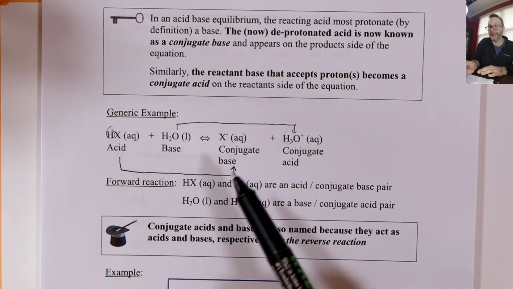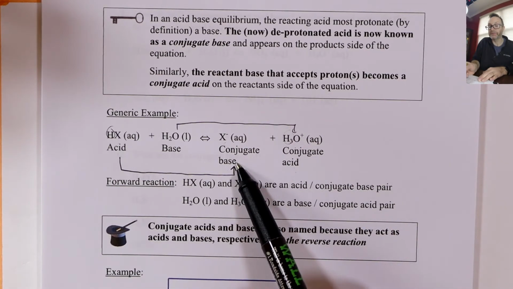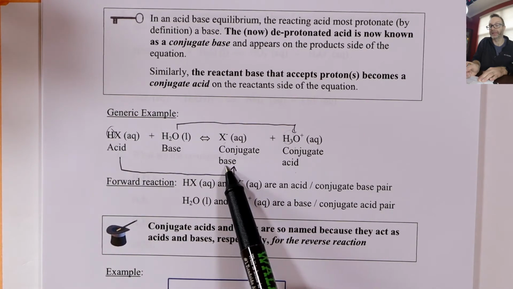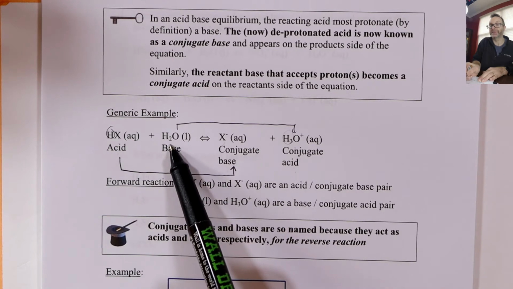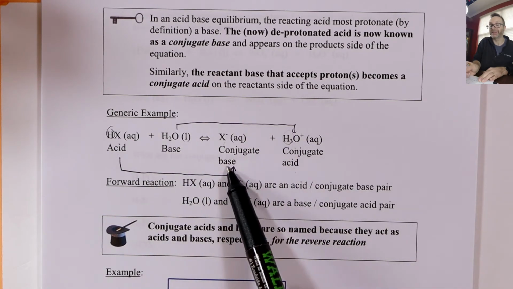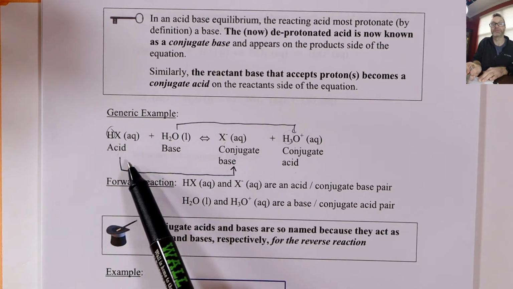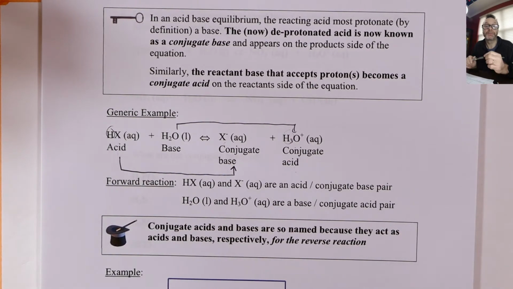If I went the other way, the base would pick up a proton to make this, so it acts like a base. H3O+ would lose an H+ to make this. So in the other direction, these act as acids and bases respectively, okay? In the left to right, these act as acids and bases. So hopefully you got that, okay?